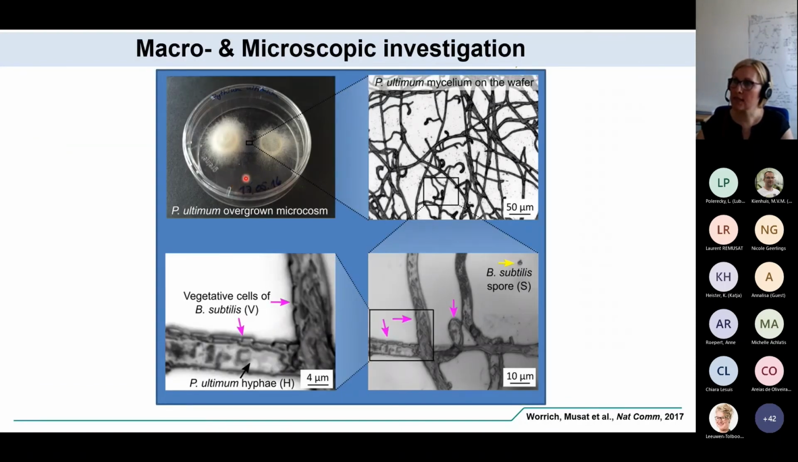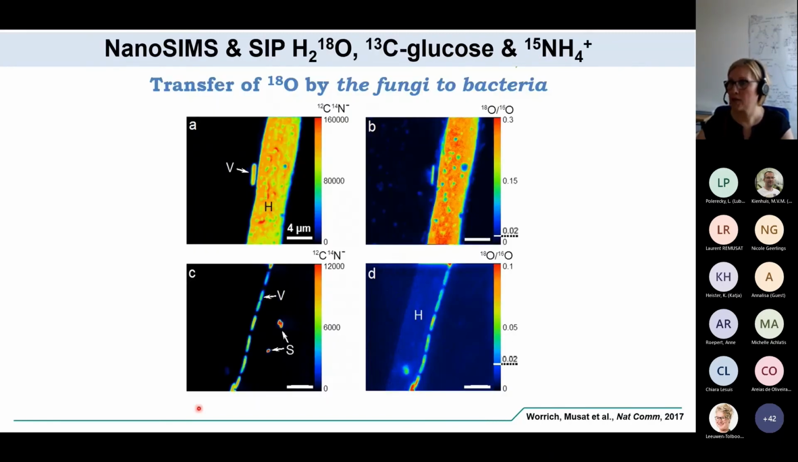So this is how it looks, and this is our silicon wafer here that was excised. These are the hyphae of the fungi, and what we have observed with light microscopy is that indeed the Bacillus subtilis spores that were added only on this wafer, when it was crossed by the fungi, showed that they become vegetative cells. That means they have access to nutrients and water, and they start being metabolically active. While the spores further away from the hyphae actually stay spores.